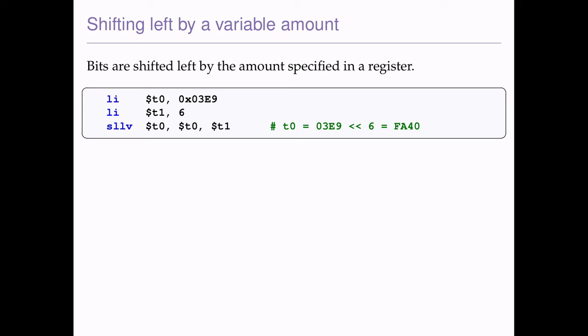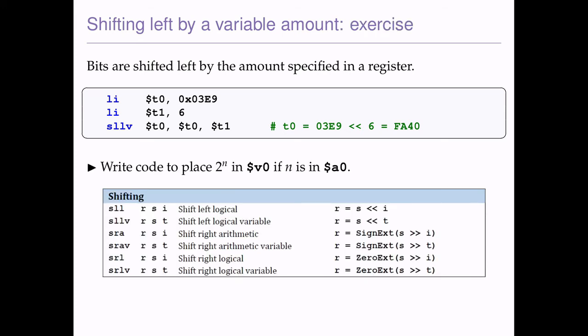In this case, we'd shift 03E9 by 6 to get us FA40. So let's think about how we might use this. If we wanted to write code to place 2 to the power n in register V0, if the value n is stored in A0, how might we do this?